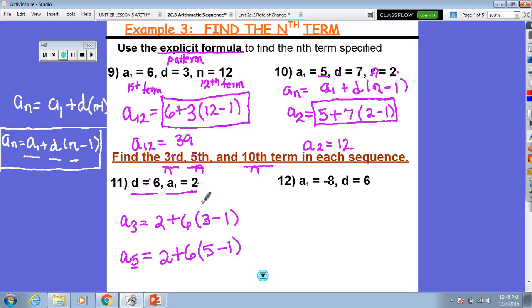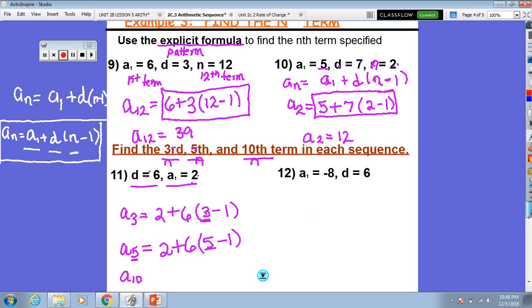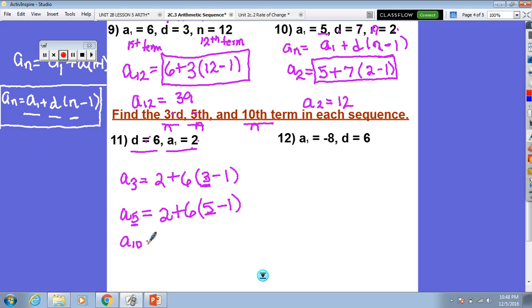Okay? Once again, remember the n tells you which term to find. We're finding the 5th term in this problem. We're finding the 3rd term in this problem. Alright? Then we have A10. So we're finding the 10th term in this one because my n is 10. Okay? So A10 equals A1, which is 2, plus D, which is 6, times 10 minus 1. Alright?